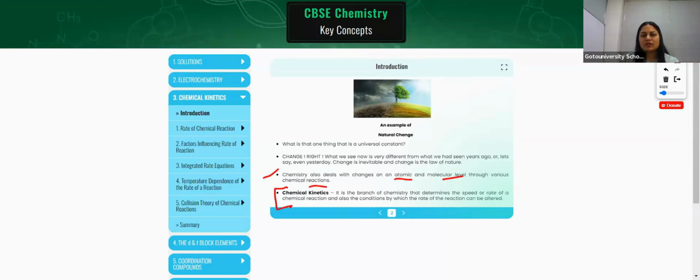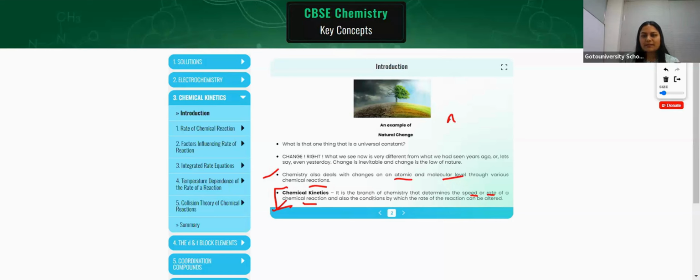So what is basically chemical kinetics? It is a branch of chemistry that determines the speed or rate of chemical reaction. Okay, that is, how much time a chemical reaction is taking to complete or to form a product, right?